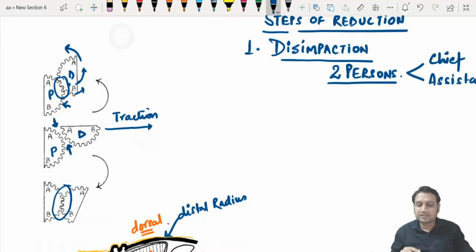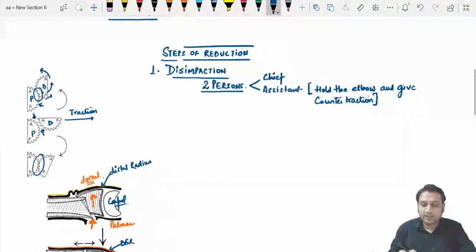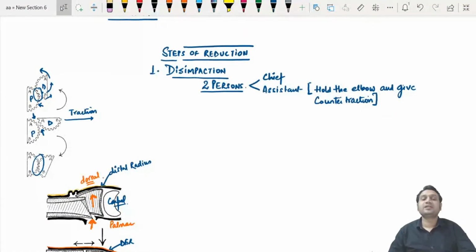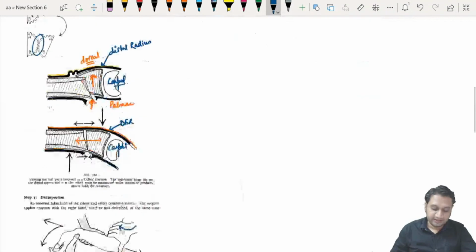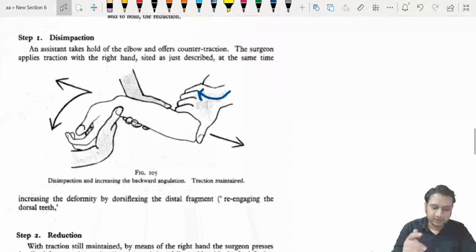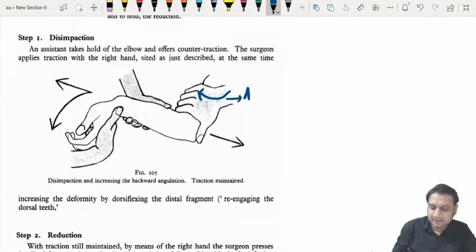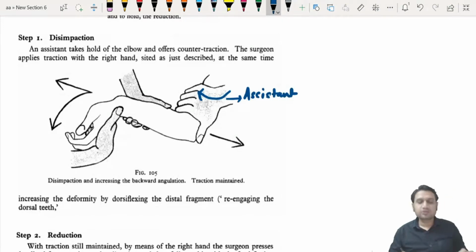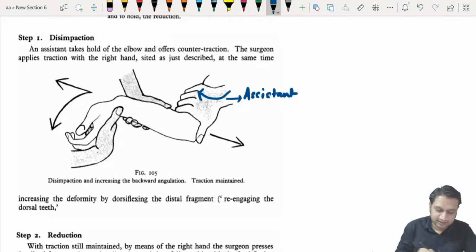So we have to do two steps. One is traction. Who is giving the traction? The chief surgeon. Second is counter traction. Who is maintaining the counter traction? The assistant. How is it being done? Have a look at this. This is the assistant. I have taken the wordings also from the book, so that if you find it difficult to understand what I'm saying, you can read what is written on the screen also.